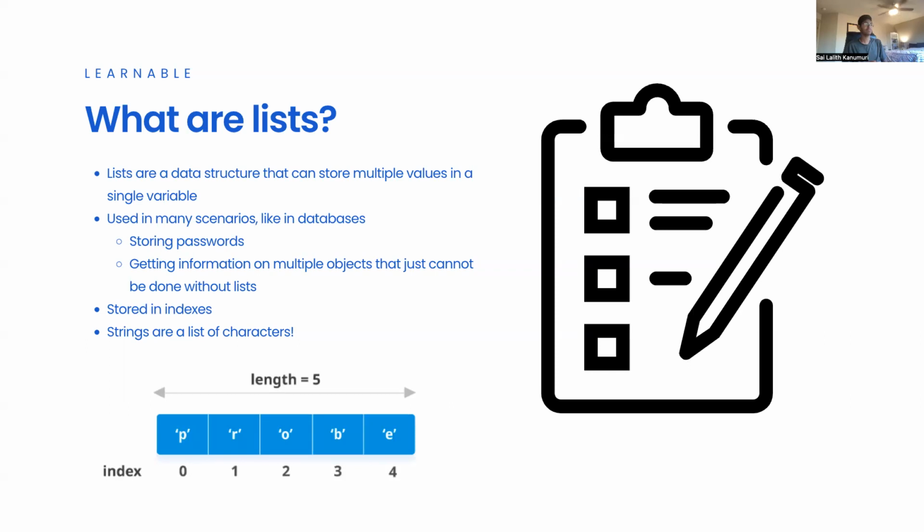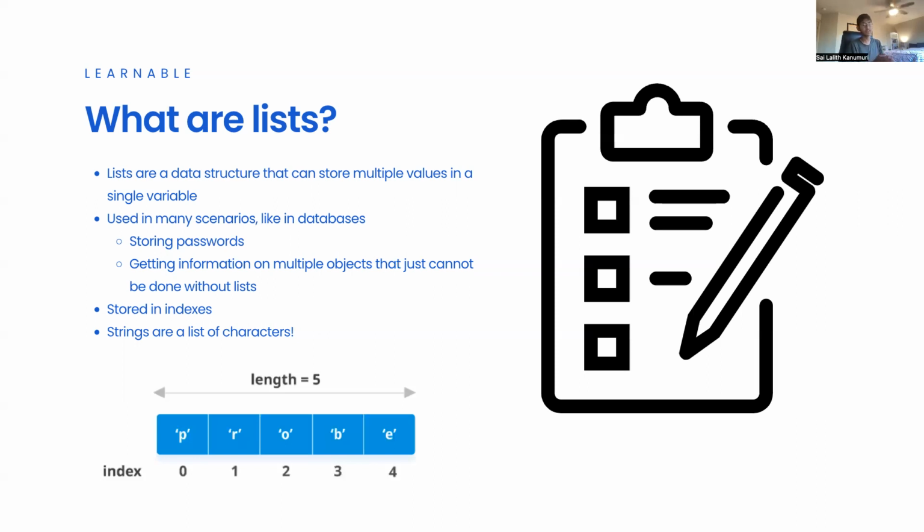For example, you need lists to find stuff for multiple objects, and from that to find passwords, to find usernames, to find specific elements inside of them too. And they're also stored in indexes.